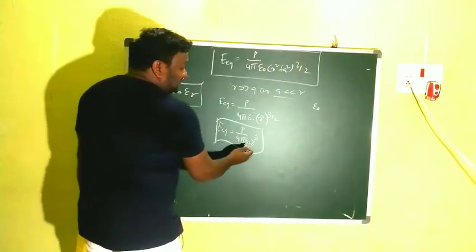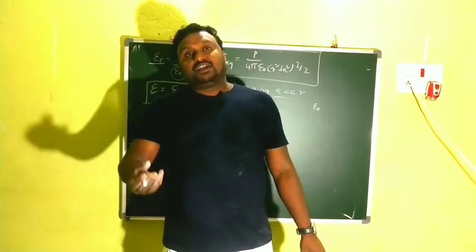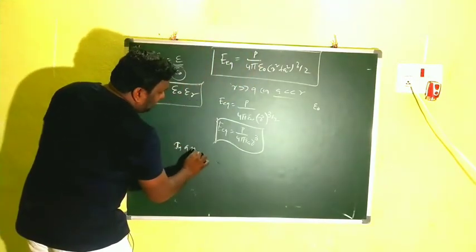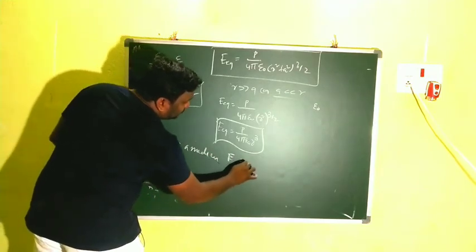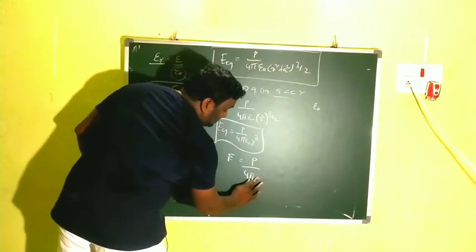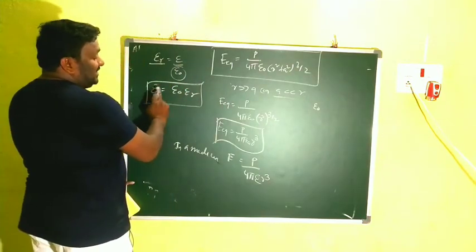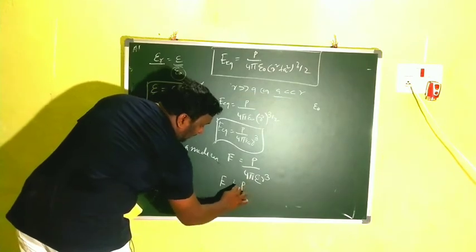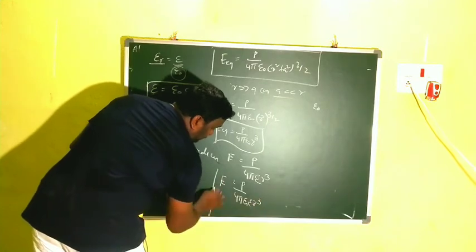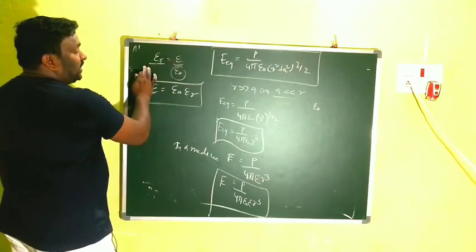That means epsilon naught is the permittivity in free space. If we do the same thing in any medium, then how do we write it? E is equal to P by 4 pi epsilon naught, and here 4 pi epsilon naught becomes simply 4 pi epsilon by r cube. Then E is equal to P by 4 pi epsilon naught epsilon r into r cube. So epsilon r is epsilon by epsilon naught, and epsilon is epsilon into epsilon naught.